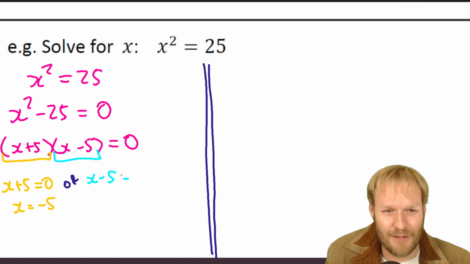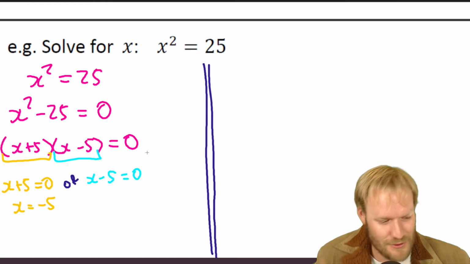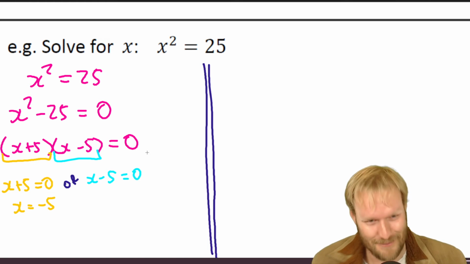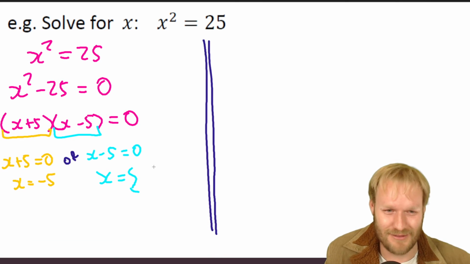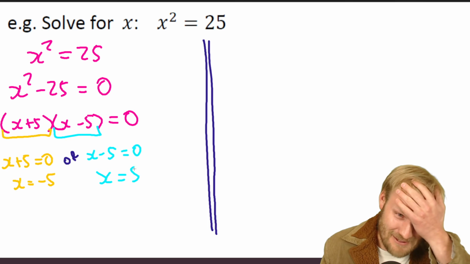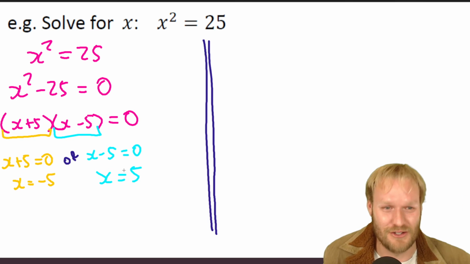Let me rewrite that before you comment on my handwriting. I'm still trying. So x equals 5, right? There we go. So there are two solutions.